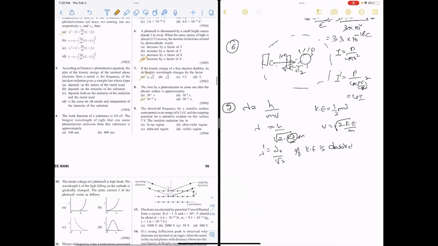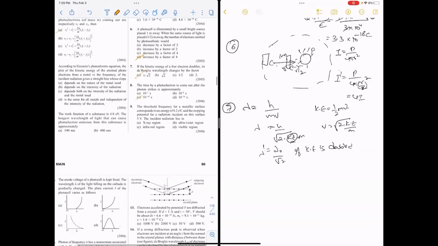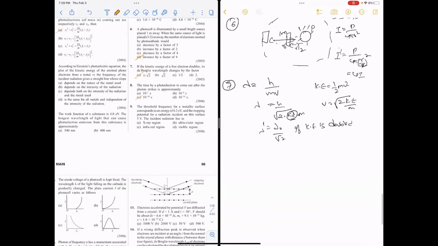The threshold frequency of a metallic surface corresponds to an energy of 6.2 eV, and the stopping potential for the radiation incident on this surface is 5 volt. You have to find the energy of the incident radiation first. So the work function is given as 6.2 eV and the stopping potential is 5. So the extra energy is how much?